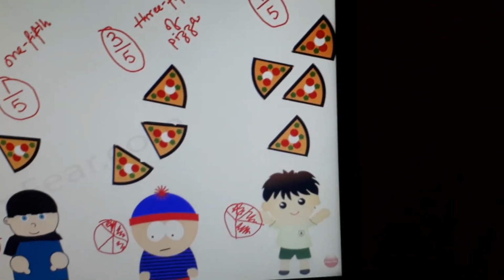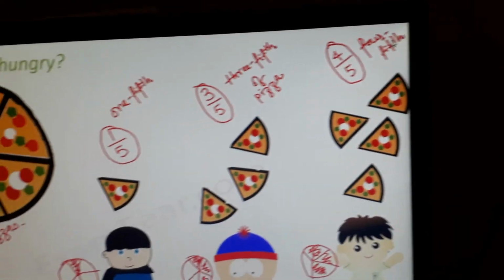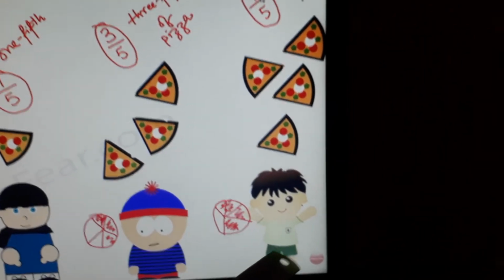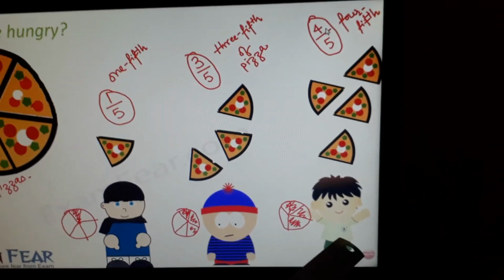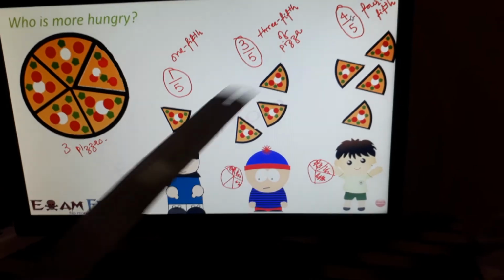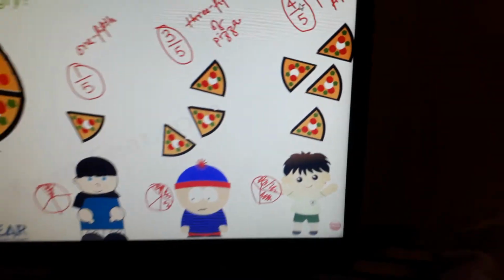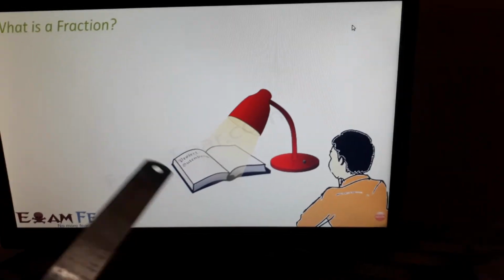So like that, now who is here? Who is more hungry according to this? This boy, the third boy. The third boy was more hungry. So he ate 4 pieces. How many pieces are left here? Only 1 by 5. Okay. So now one more example.